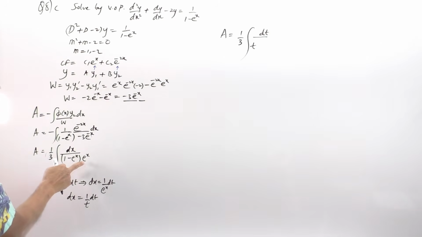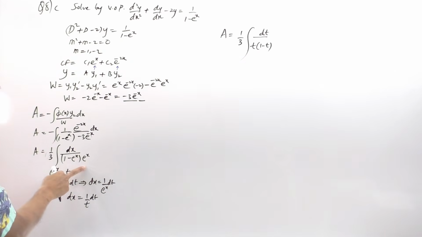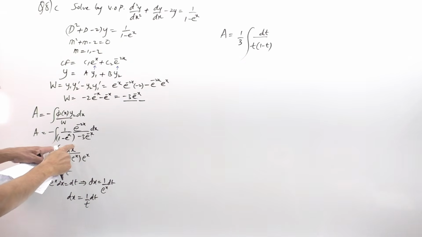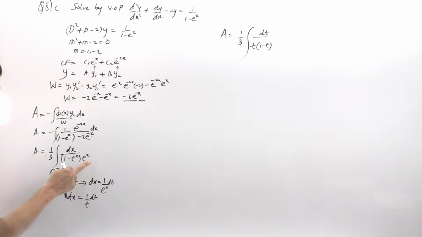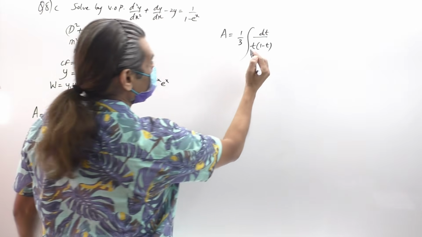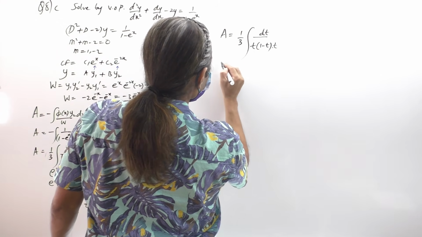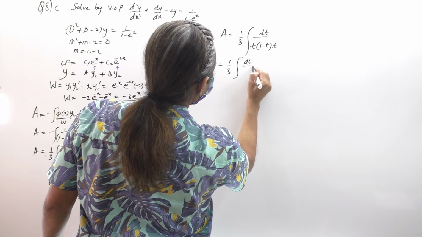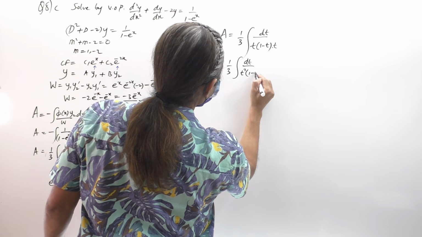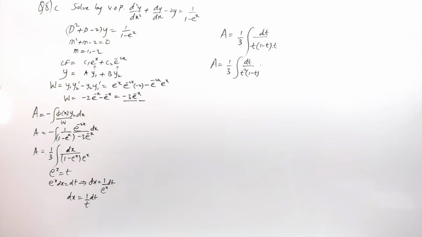And again, 1 minus e raised to x is 1 minus t, and dx is 1 by t dt. 1 minus e raised to x is t, as you know, and there is one more e raised to x, that is again t only. So this becomes t into t dt. So this becomes A is equal to 1 by 3 integration of dt by t square into 1 minus t. Now we need to solve this integration.